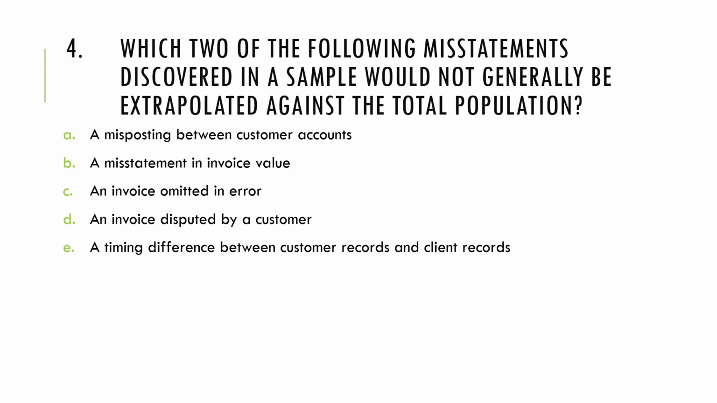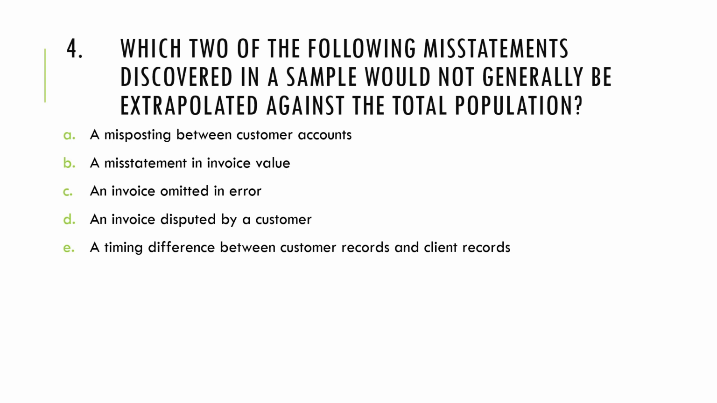Number four, which two of the following misstatements discovered in a sample would not generally be extrapolated against the total population? This simply asks us of the five items listed here, which will not be projected, which will not need any projection. So the term to extrapolate is another way for us to imagine projecting the misstatements to the population. So we are going to choose two misstatements which would not require any projection to the population. And here are our choices.